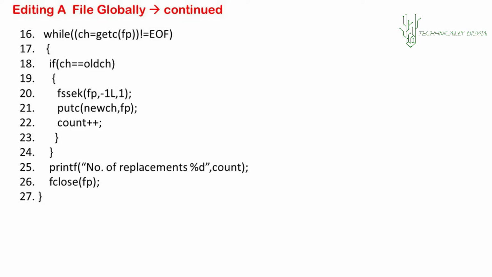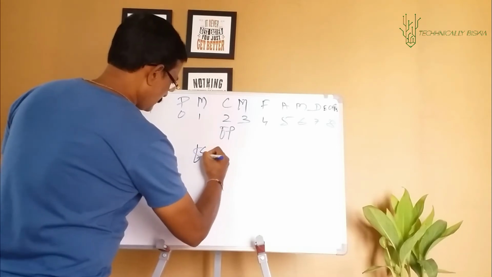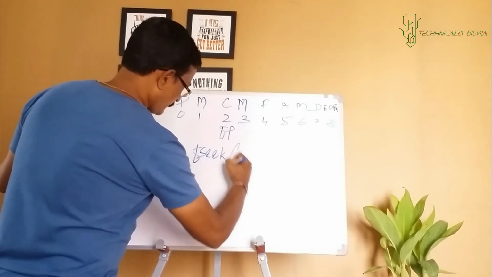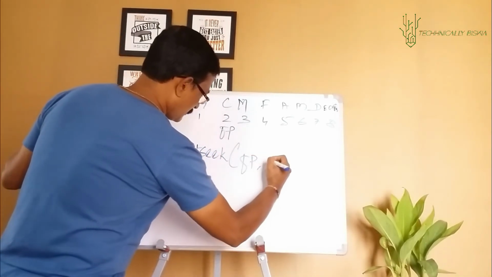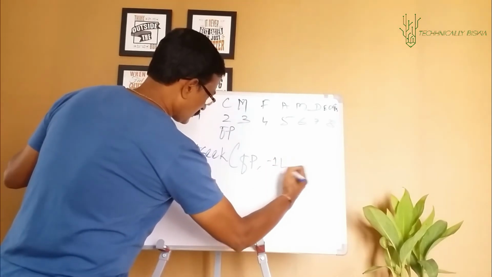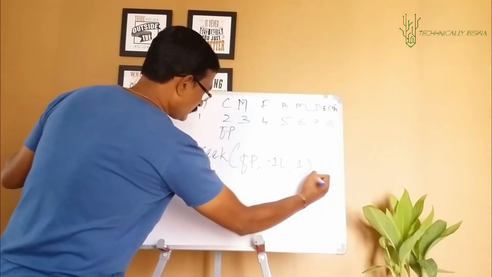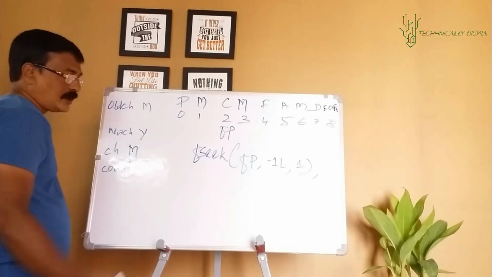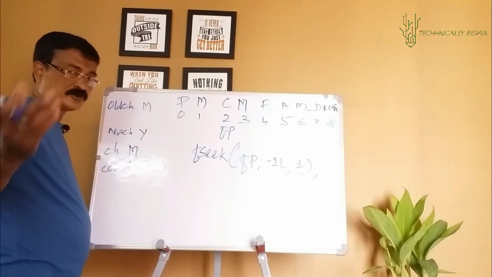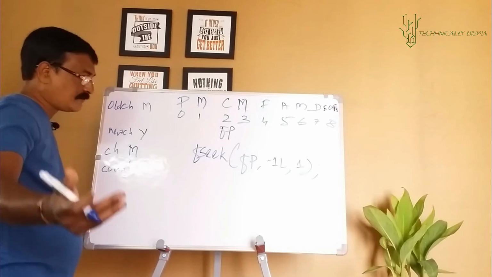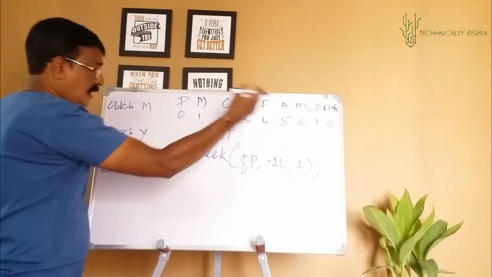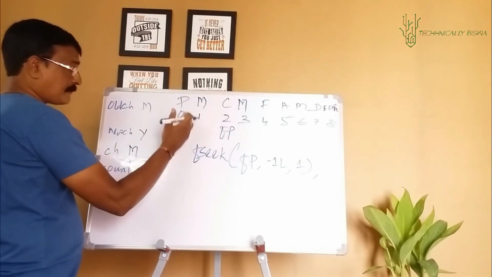Let's go back to the board. f6, this is your f6 statement. f6 fp comma -1l comma 1. This is the statement, na? What is 1? Current position, if you remember 0 is beginning, 1 is current position, and 2 is end of file. From the current position I'll be moving the file pointer 1 byte backward.